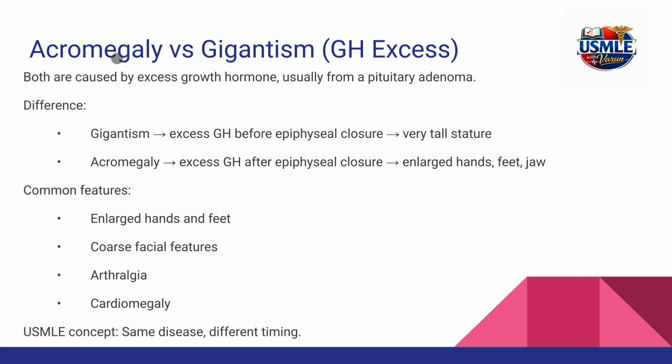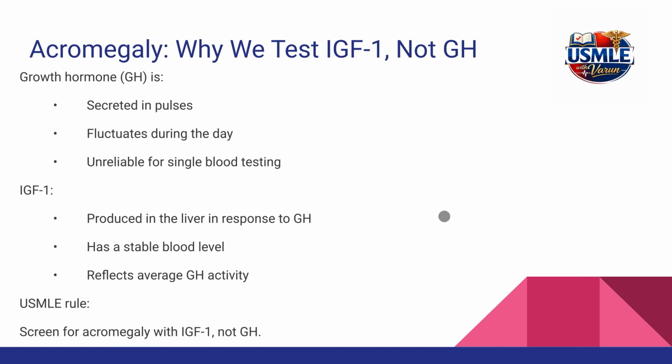Now let's try to understand the main differentiation between acromegaly and gigantism. Both are due to growth hormone excess, usually from a pituitary adenoma. Gigantism occurs before epiphyseal closure and causes extreme height. Acromegaly occurs after epiphyseal closure and causes enlarged hands, feet, jaw, and coarse facial features. So the disease is the same, but the timing is different: one before epiphyseal closure and the other after. Common features of acromegaly include enlarged hands and feet, coarse facial features, arthralgia, and cardiomegaly. Timing is the difference.